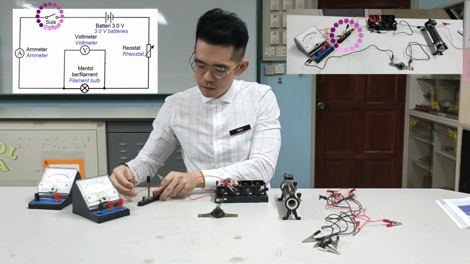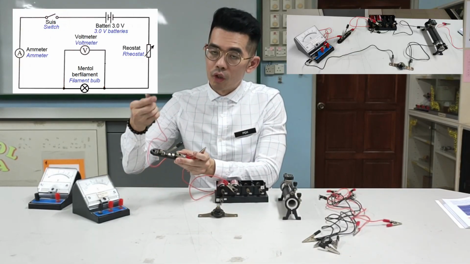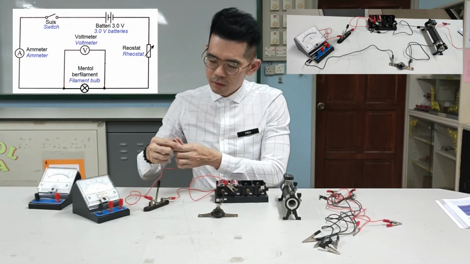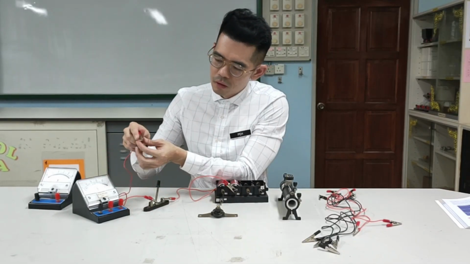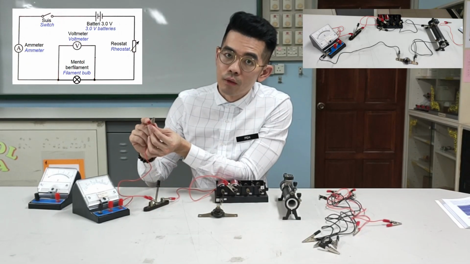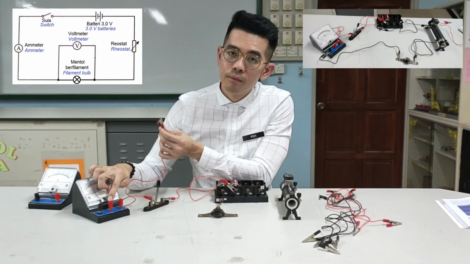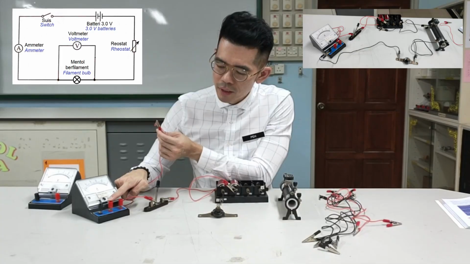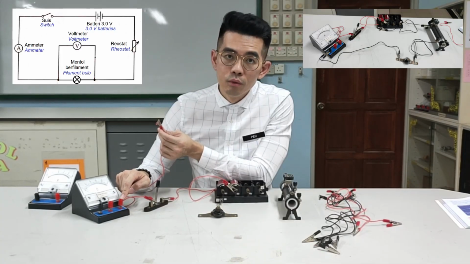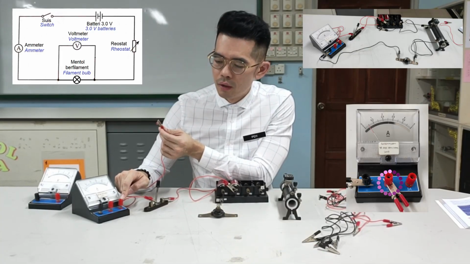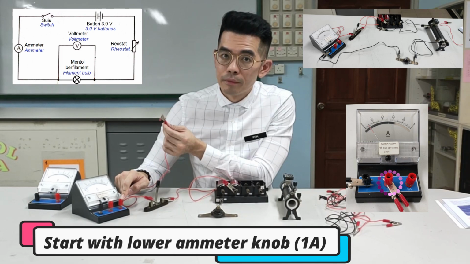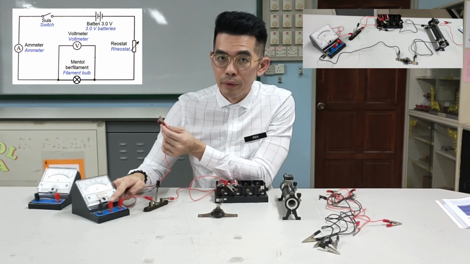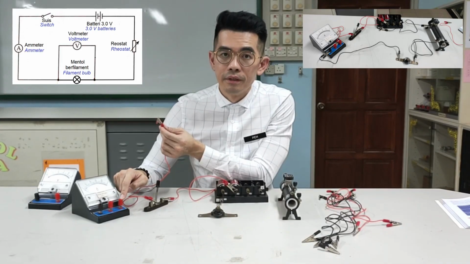Then next, connect the crocodile clip to the other side of the switch, and the other side of the connecting wire will be connected to the positive terminal, which is the red button here. So here we have 1 ampere and 5 ampere. You should connect your crocodile clip to the lower reading of the ammeter before using the 5 ampere here.